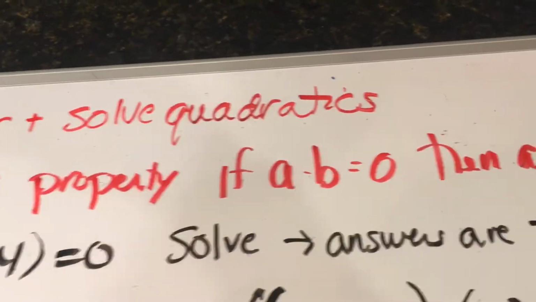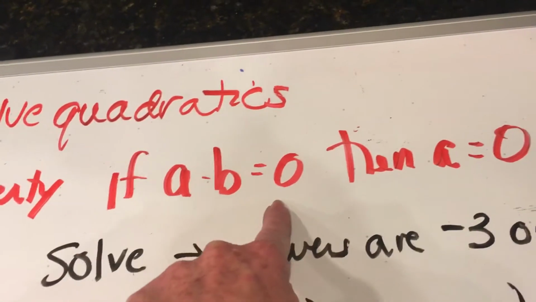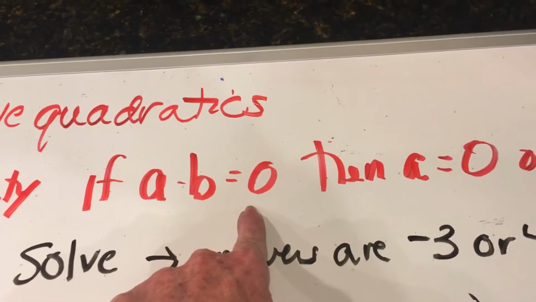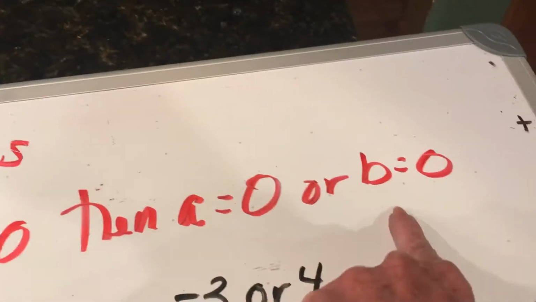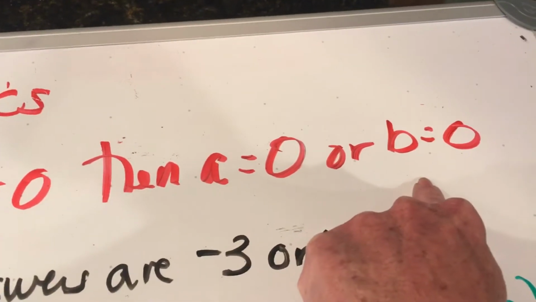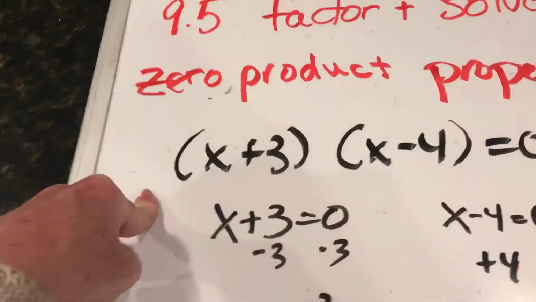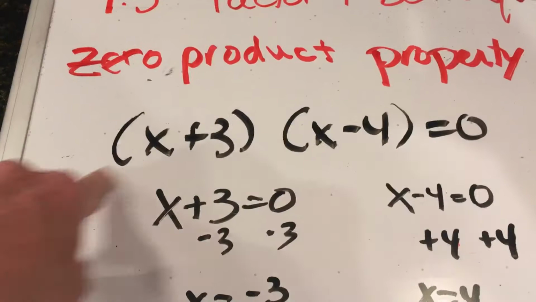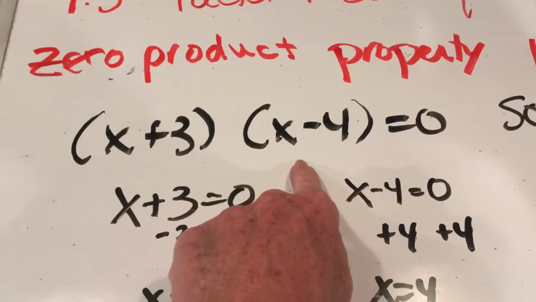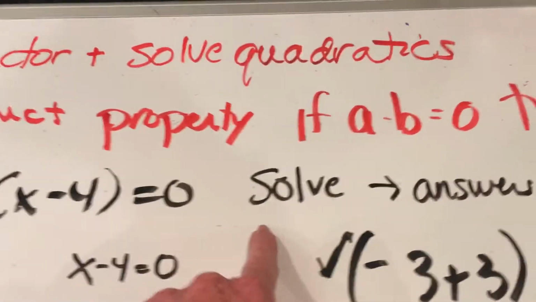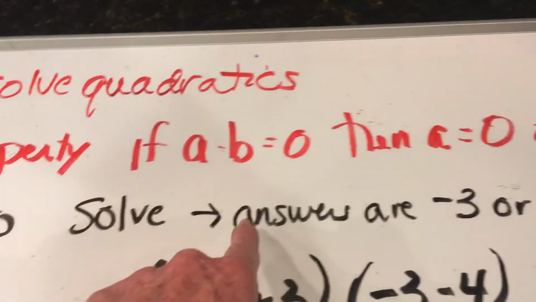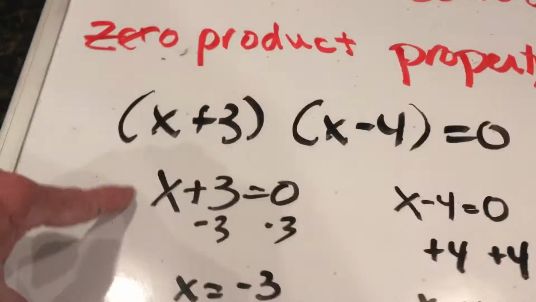It says that if A times B equals 0, we multiply two things together and we get 0, then either the first thing A has to be 0 or the second thing B has to be 0, which kind of makes sense. So what that looks like is if you have two quantities, x plus 3 times x minus 4, multiplied together to give you 0. The directions are going to be to solve, to find the answers, what makes it turn to 0.